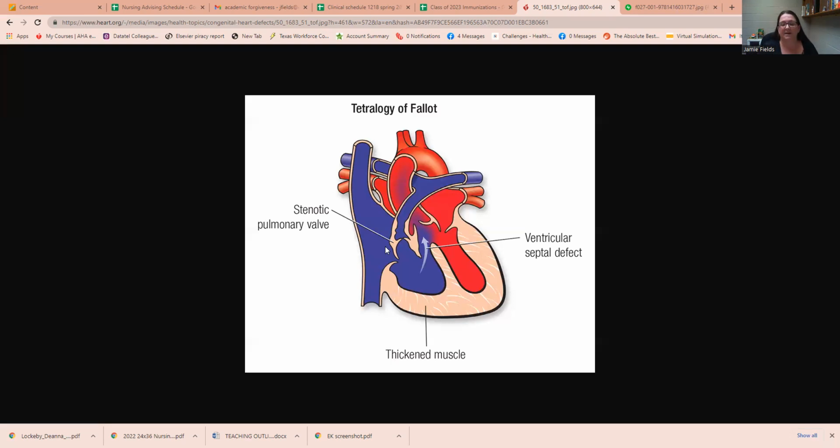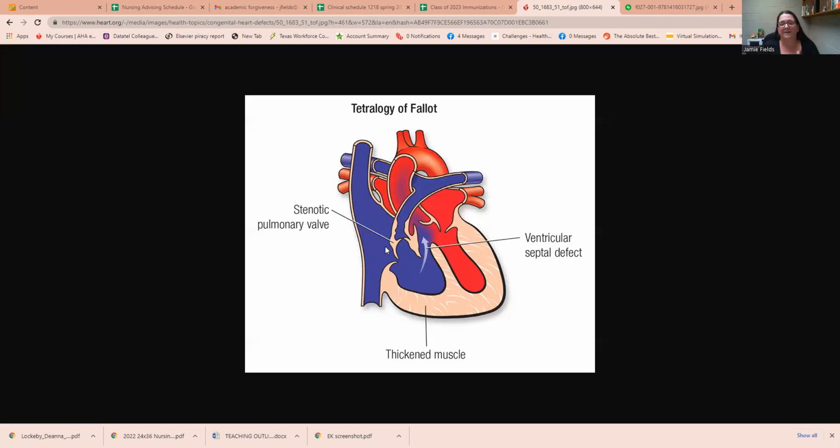How do you think squatting decreases the amount of blood that should be going to the lungs and is instead going to the body? How do you think that would work? Think about it for just a minute. Pause, and try to think through it.